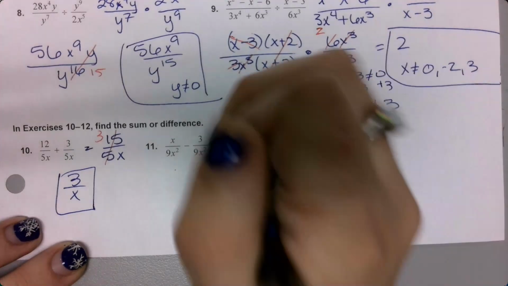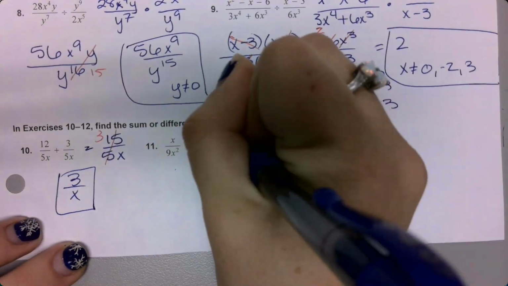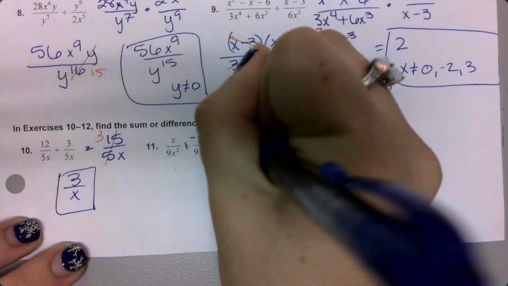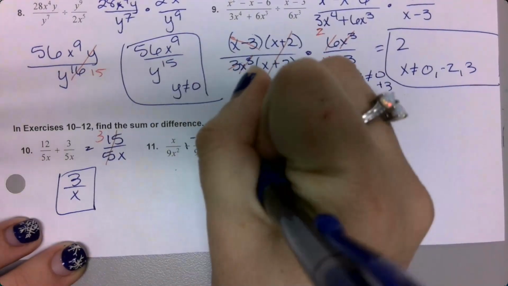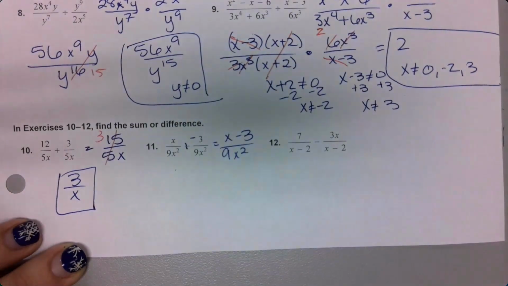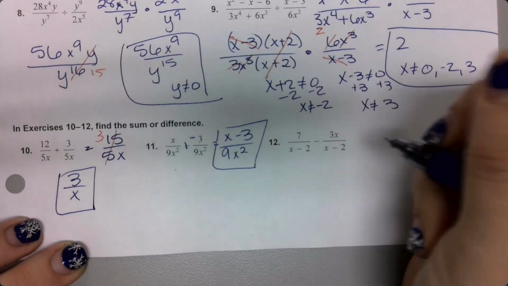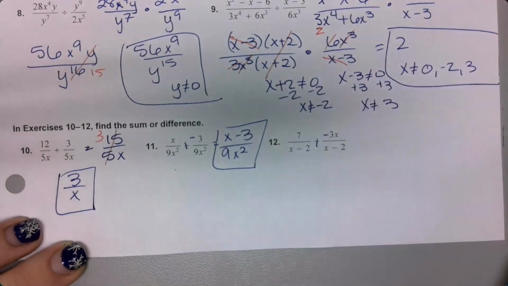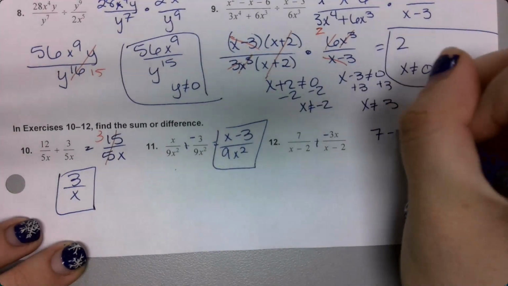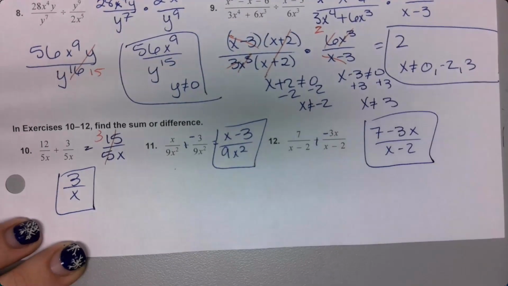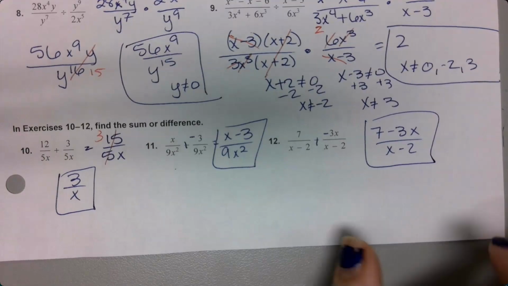Number 11, same idea. I am going to change this into plus and make that a negative 3. So I have x minus 3 over 9x squared. I can't factor anything out, so that just stays my answer. Number 12, I'm going to change that to a plus and that to a negative 3. So 7 minus 3x over x minus 2. Again, nothing cancels out, so I'm just going to leave that alone.